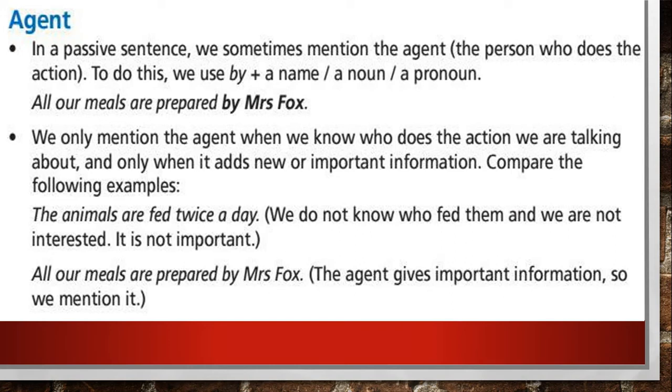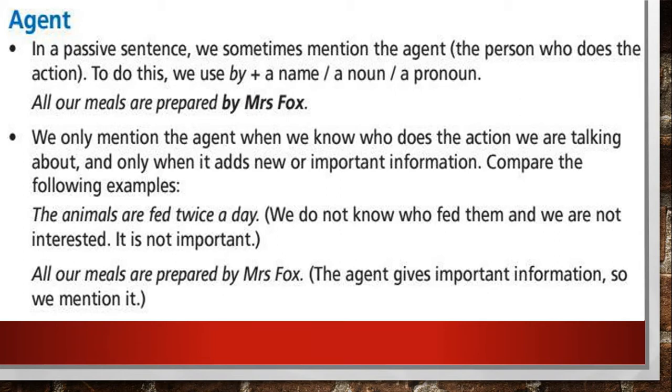Let's read it first. Agent. What is the agent? In a passive sentence, we sometimes mention the agent. The agent is the person who does the action. To do this, we use by plus a name or a noun or a pronoun. For example, all our meals are prepared by Mrs. Fox. Here we use by Mrs. Fox because there is an agent here. So we can use by plus a name or a noun.